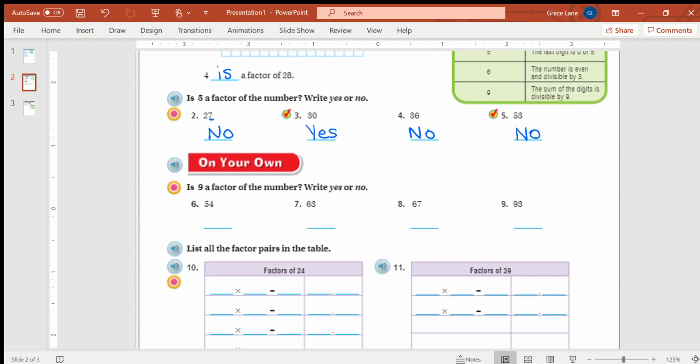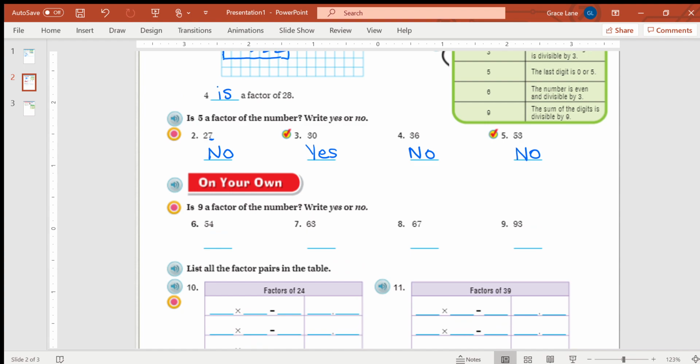Is 9 a factor of the number, right? Yes or no? So now we're looking for the 9s. Look at your rule for 9. It says the sum of the digits is divisible by 9. So that means if you add up the two digits, like on number 6, 54, if you were to add up 5 plus 4, sum means add. 5 plus 4 is 9. Is the answer 9 divisible by 9? Can 9 be divided by 9? Yes, it's 1. So then I know that 54 is divisible by 9.